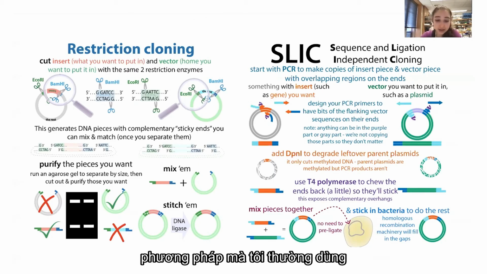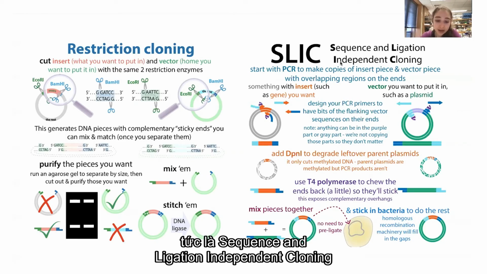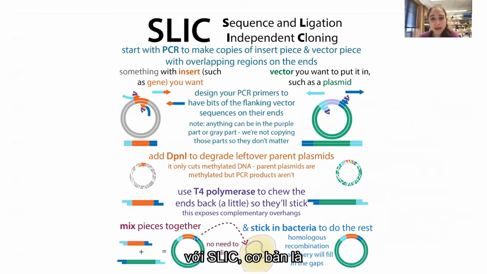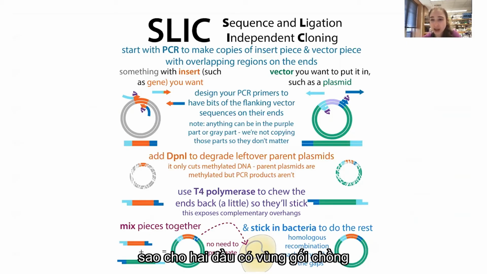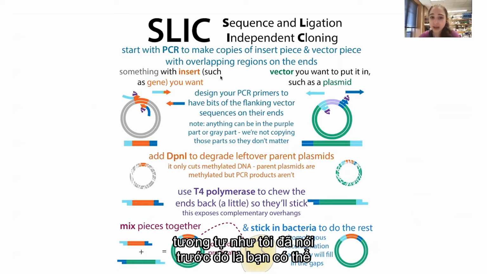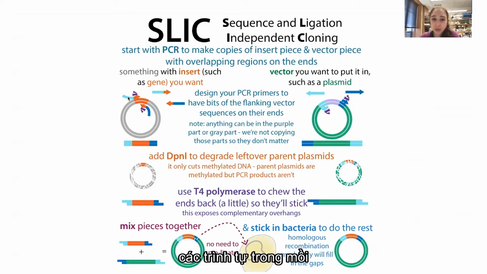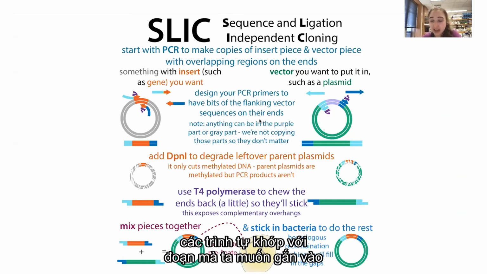The method that I actually use when I'm cloning is SLIC, sequence and ligation independent cloning. With SLIC, basically you're doing PCR of the insert piece and the vector piece with overlapping regions on the ends. This starting point is kind of similar to what I was talking about before, how you can introduce sequences in your primers, except instead of adding sequences with cut sites, we're adding sequences that match the thing that we want to stick it into. So we're going to have sequences that overlap on the ends.